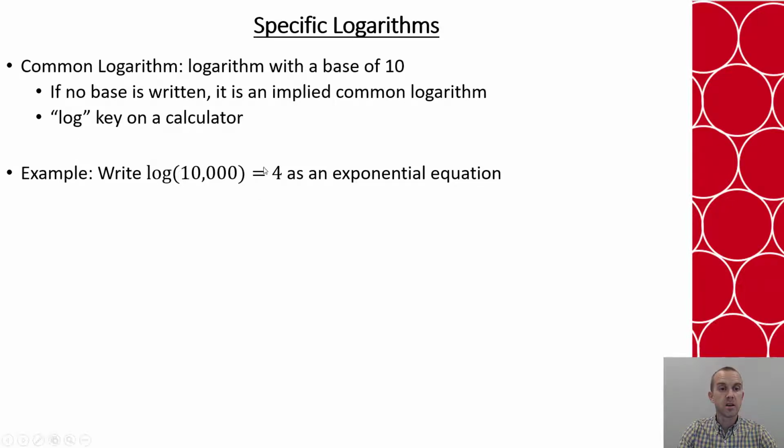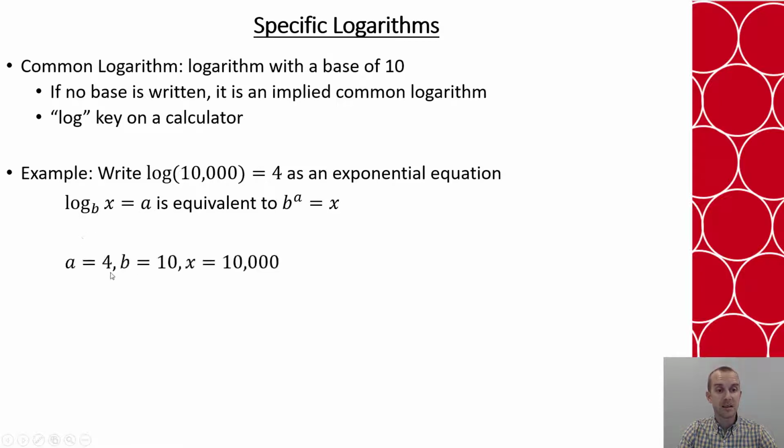So say we want to convert log of 10,000 equals 4 to the exponential equation. The key here is remembering there's no base, so it's implied that it is going to be 10. So we know the log of x to the b is equal to a. So we have to think about our base in this case is 10. We have our a value of 4 and our x value then of 10,000. This means that 10 to the 4th equals 10,000.